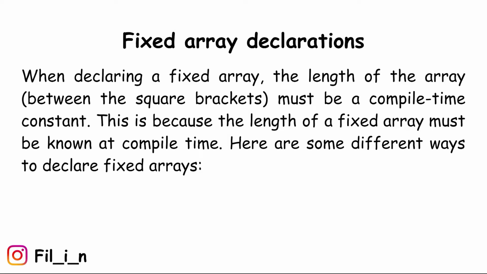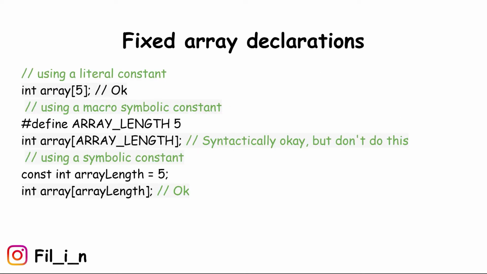When declaring a fixed array, the length of the array, between the square brackets, must be a compile time constant. This is because the length of a fixed array must be known at compile time. Here are some different ways to declare fixed arrays. Using a literal constant: int array[5]; OK.